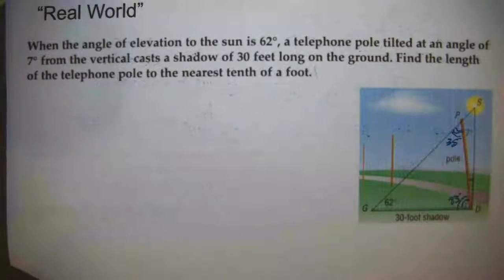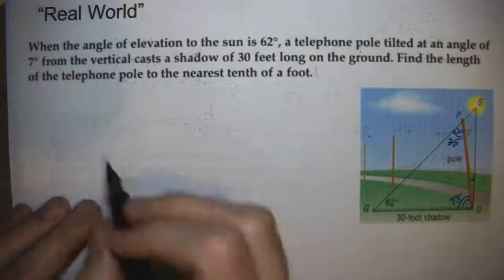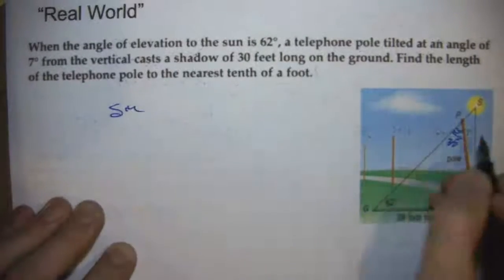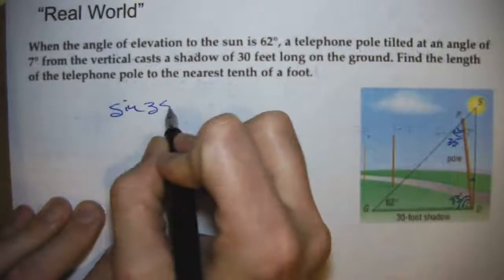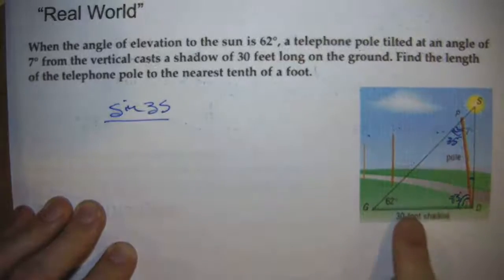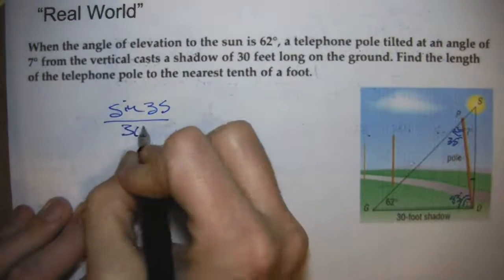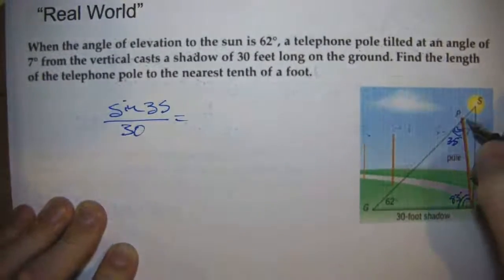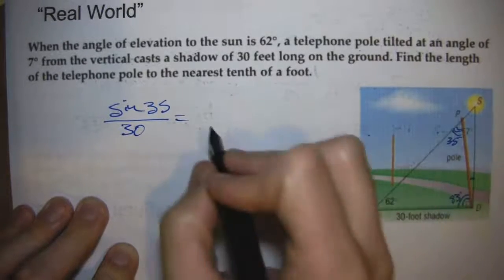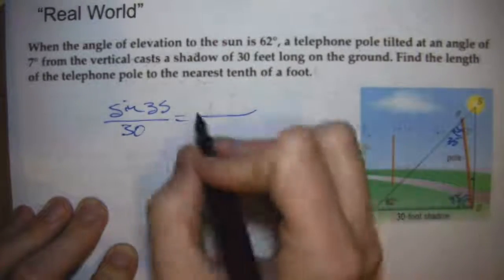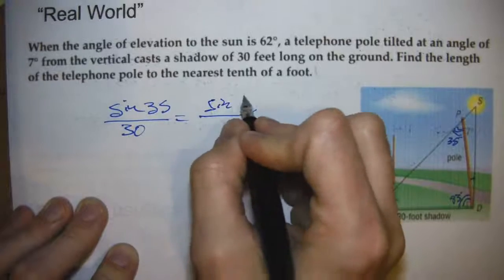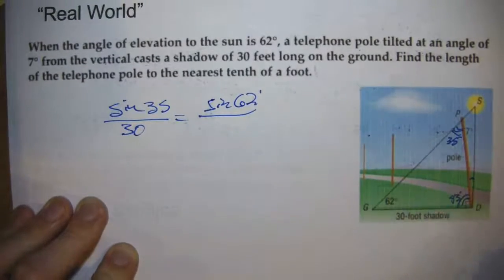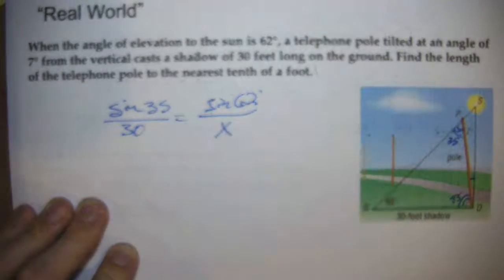All right, so let's set up our law of sines. So we could say the sine of this 35 degree angle that we just found across from that 30-foot shadow, all right, is going to be equal to, so I need to know the pole distance. It's opposite the 62 degree angle. So sine of 62 degrees over that pole distance, we'll call it x. All right? So there we are.